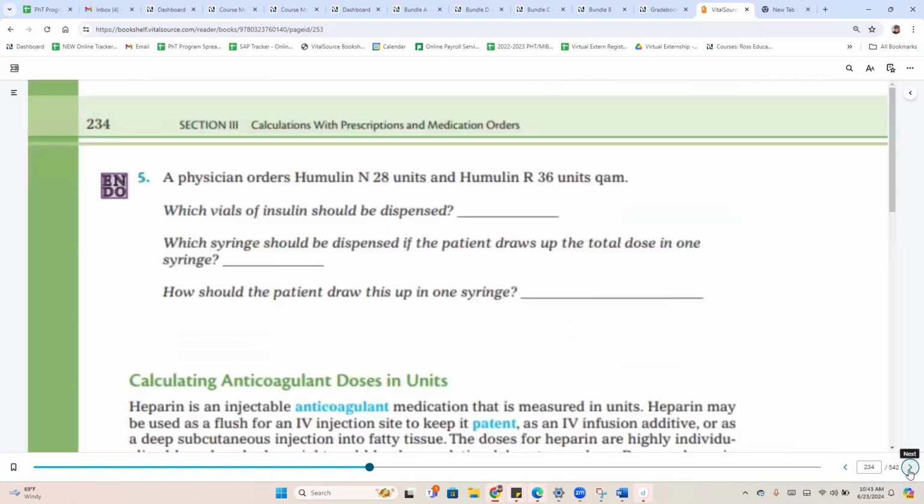All right, so now we're at practice problem C, which we're just going to skip over for now.